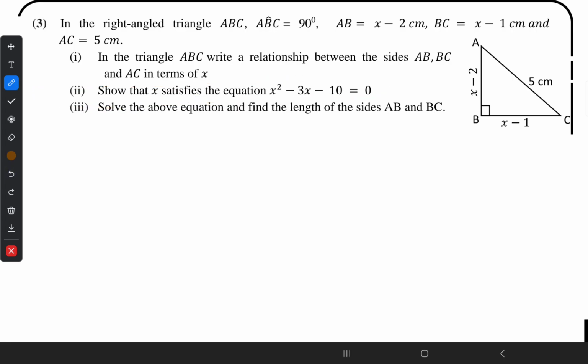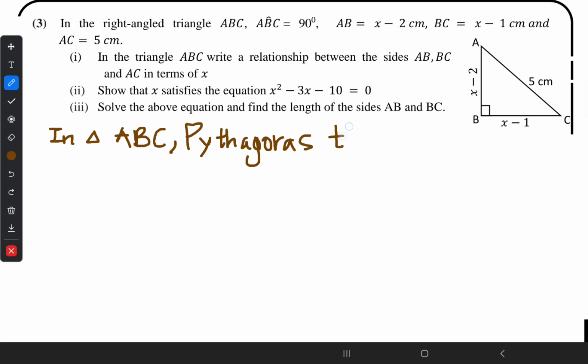For that, you should write like this: in triangle ABC, Pythagoras theorem. Pythagoras or Pythagorean theorem, what does it say? Hypotenuse square, that means AC square. This is the thing you should write first.